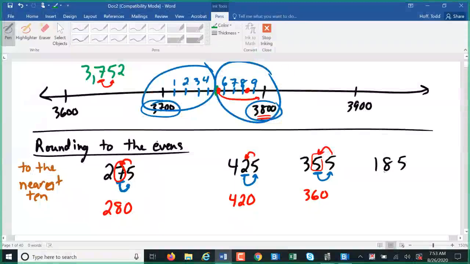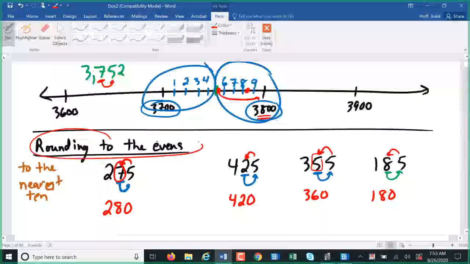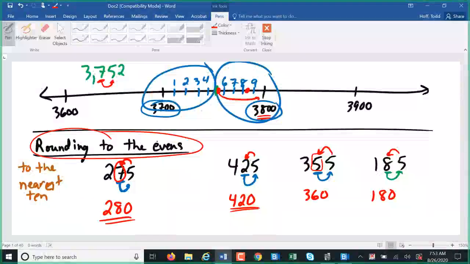And in our last one, this is an 8 in the tens place. The next digit's a 5. So we look back to the tens place. Is that even? Yes, 8 is even, so we leave it as an 8. So this mechanism, rounding to the evens, allows us, when that next digit's a 5, to round some of them up and some of them down, so that error doesn't build up on us and cause mistakes.